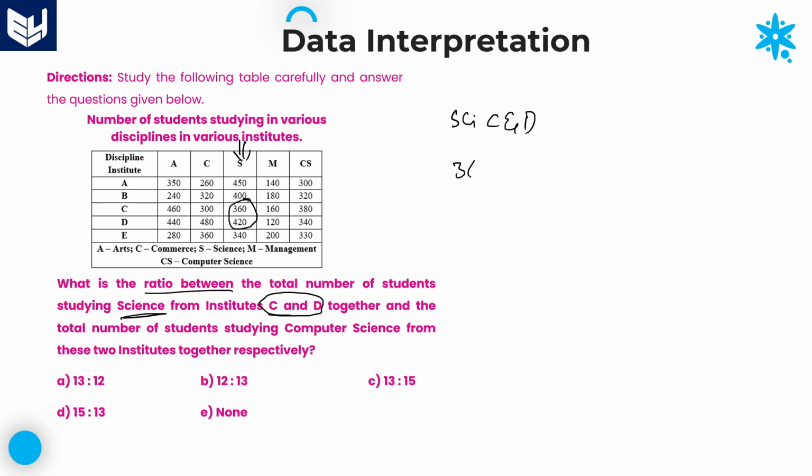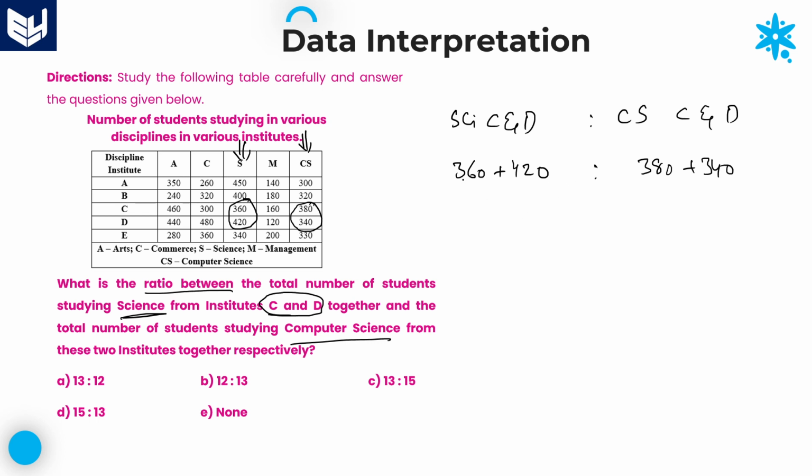That particular value, 360 plus 420. Next, after that you need to take the ratio between the total number of students studying computer science from these two institutes together. Computer science, that is this one, the same institutes: 380 and 340. Here, computer science C and D. One is 380 and one is 340. Now you need to find the ratio between these two.